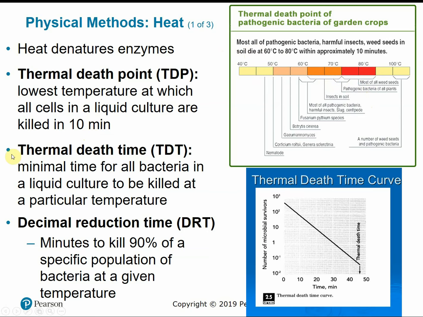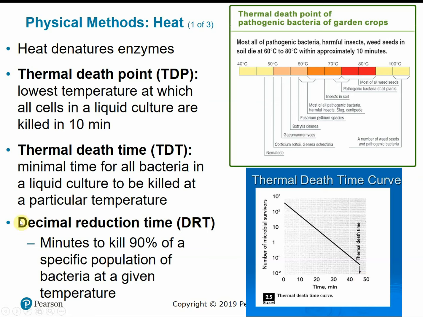Thermal death time is the minimal time for all the bacteria in a liquid culture to be killed at a particular temperature. So instead of presetting the time, we're presetting the temperature and then saying how long it takes at this temperature to kill all of those cells. In this particular example, we're starting at 0, and by 45 minutes, we've killed all of the cells in the population.